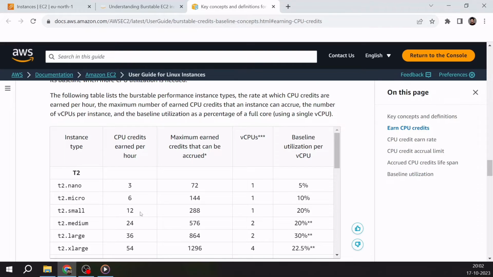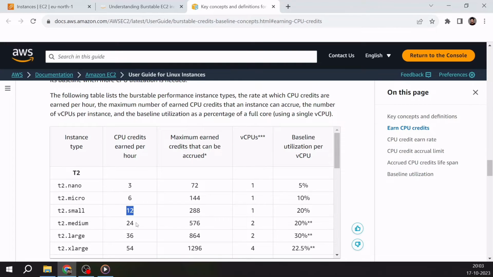what you are earning. But if this is 10%, then you are utilizing 50% of the capacity which you are allocated. So you will be only spending 50% of credits, and you will be saving 6 credits per hour. And if you are running at almost 0 or 1% CPU utilization, then you will be saving almost 12 or 11 credits every hour.